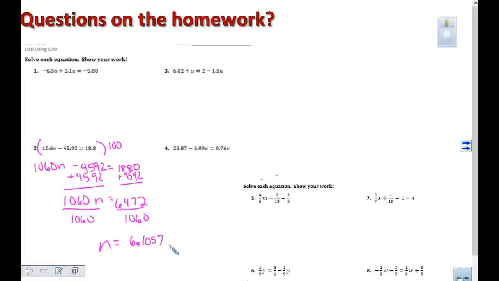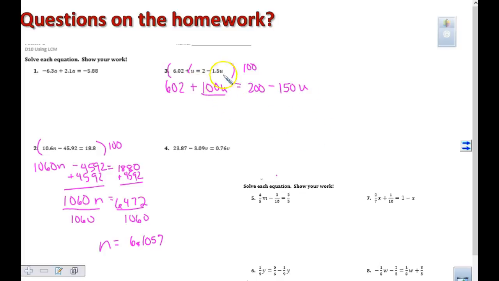So I think when you were looking at that, I know that one kind of messed some people up. Number 3, we're going to again multiply by 100. And the most common mistake that I had when people multiplied this one by 100 is they didn't take the u, which is a 1 here, times 100. So they put down 602, and then they put plus 1u. And it should be plus 100u. And then it should be equal to 200 minus 150u.